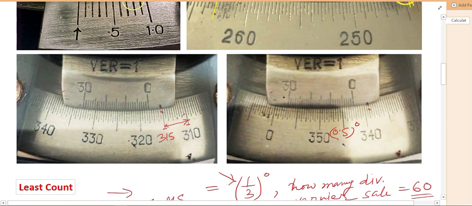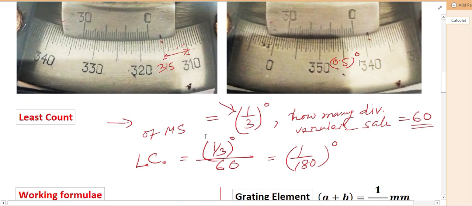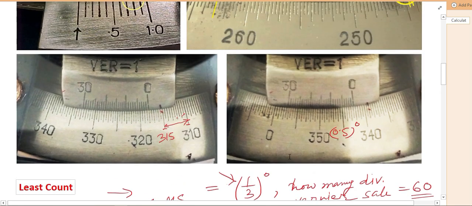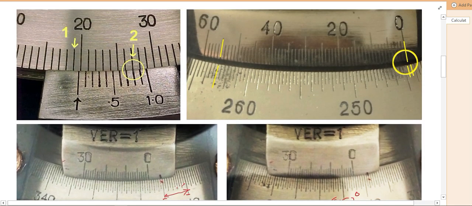So given a spectrometer table, before you take the reading, first you have to see what the least count is. For that, you have to see how many divisions are there in the vernier scale, 30, 60, something like that. And then what is the minimum that you can count in the main scale? And then you take the ratio of these two, and that would give you the least count. Why do you need the least count? Because when you take the reading, you need this least count.